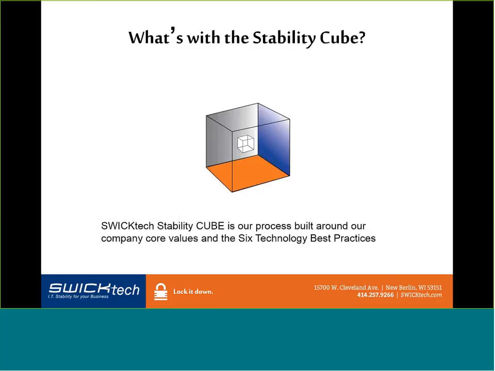What's with the Stability Cube? Stability Cube is part of our logo. The Swick Tech Stability Cube is our process built around the company core values and the 6 technology best practices needed for a stable computer network. Our vision is creating stability in business computer systems. And the Swick Tech Stability Cube is our method of how we put your data inside of our protection to make sure that you have your data well protected and that your business critical information is accessible to you anywhere that you go.